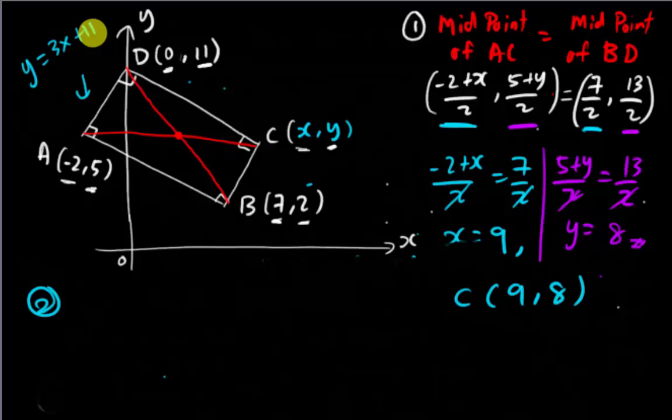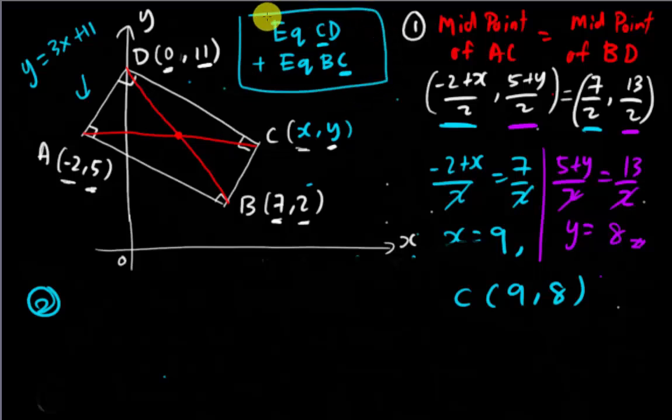Alright, this is the equation of AD. If I want to use the equation method, in order to find coordinate C, I must have the equation of CD and the equation of BC. Because if I substitute the equation of BC into the equation of CD, I can easily get C. So these two will be your objective if you want to use the equation method.